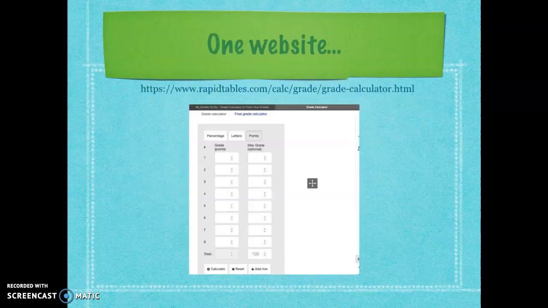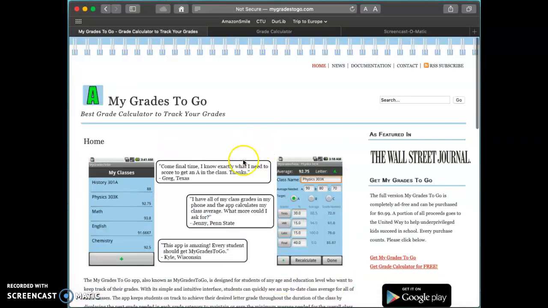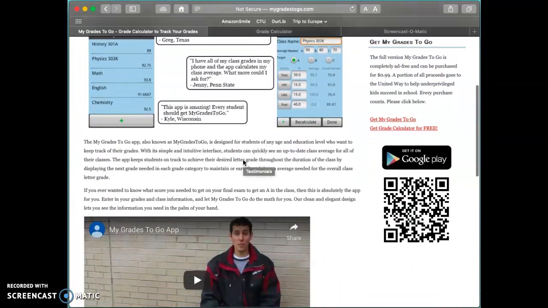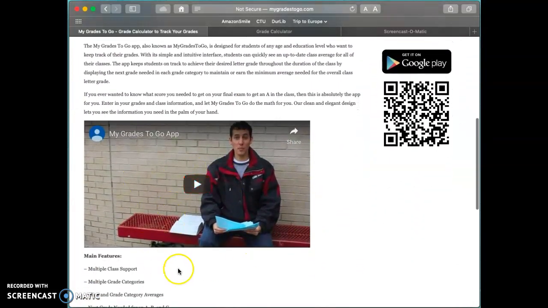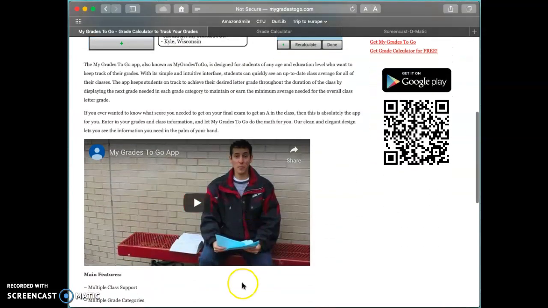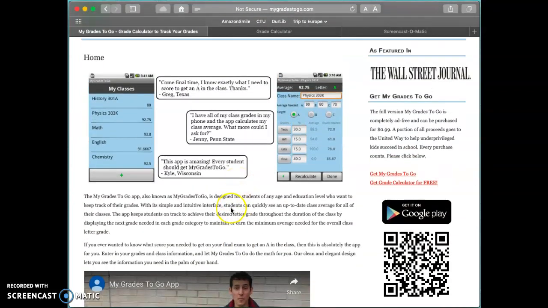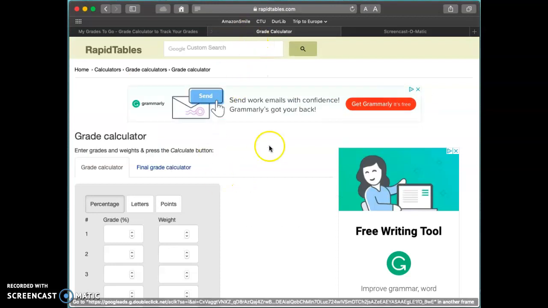So I want to go on to the Great Wide Web and look at both of these pages. So the first one we have is My Grades to Go. When you log on here, they have a video that's going to walk you through what they have and what they do. They said that it is free if you don't mind some ads. The full version is 99 cents, so less than $1, and you can have that full version. So that's something to consider. I haven't obviously downloaded the full version because I'm not paying that dollar, but I love having access to all those small things right away.